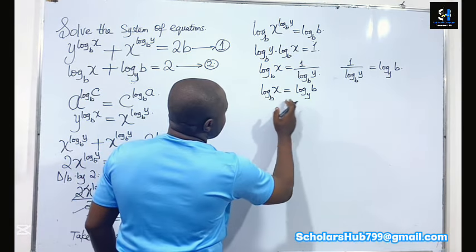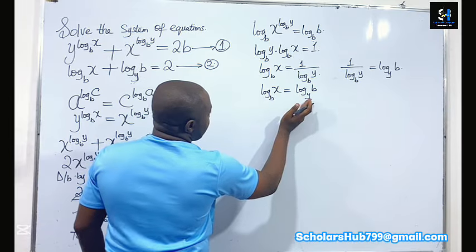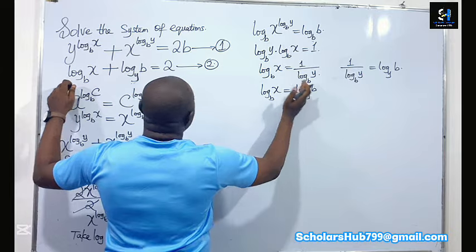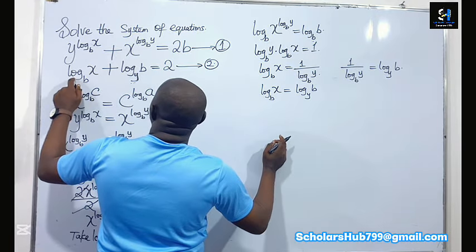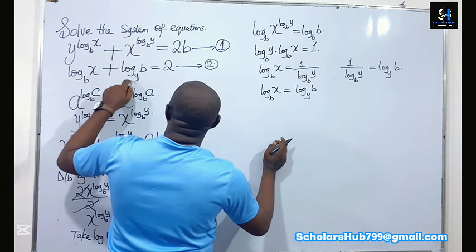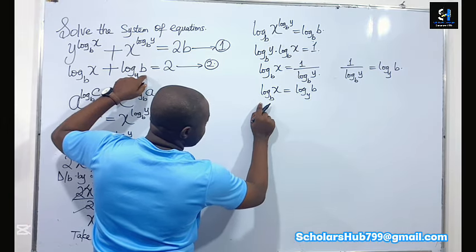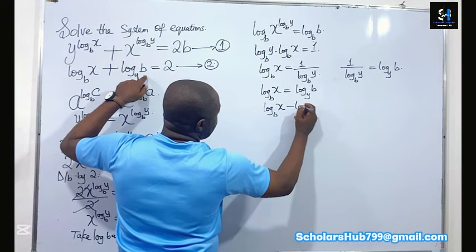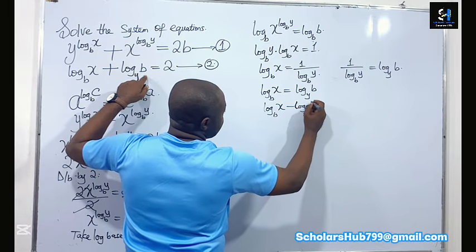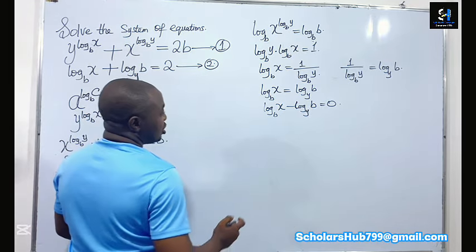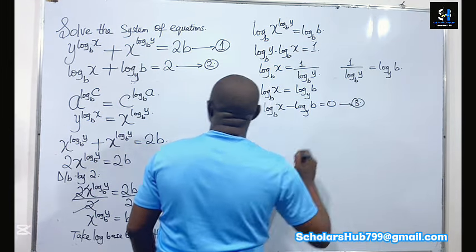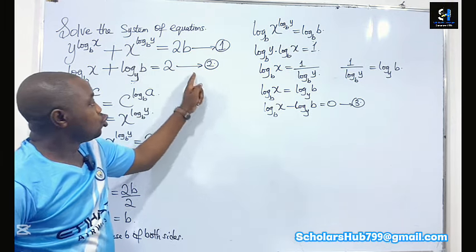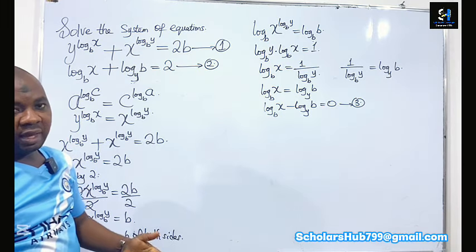So in this case, I can bring this to this side because of what we have here. Because the second equation is log base b of x plus log base y of b, I'm going to move this to the left hand side so that this will be log base b of x minus log base y of b equals 0. So this becomes equation 3. Now we can use equations 3 and 2 to solve for the values of x and y.